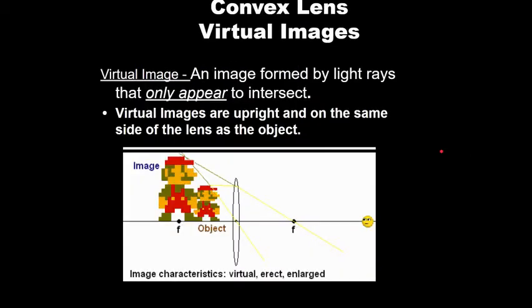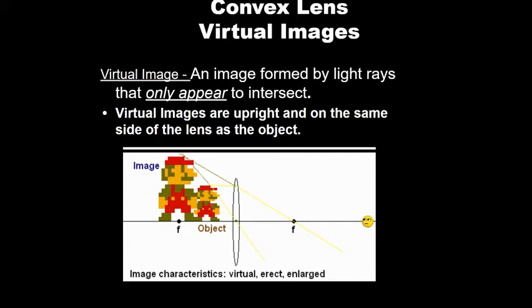So sometimes we see virtual images that are formed for convex lenses. A virtual image will always appear right side up. Virtual images are formed where the light rays only appear to intersect. So in this case, we can see that the light comes from the object. This is our parallel ray, parallel to the principal axis, and passes through the focal point. But this light ray appears to come from some point back here.